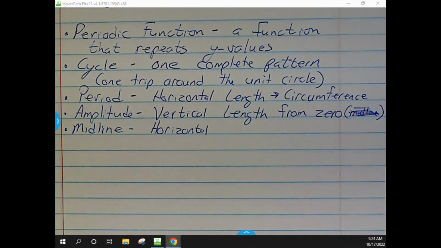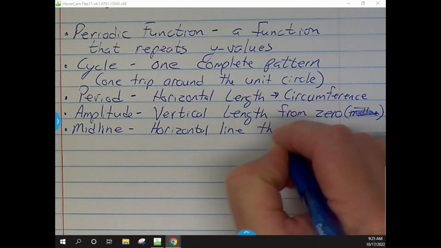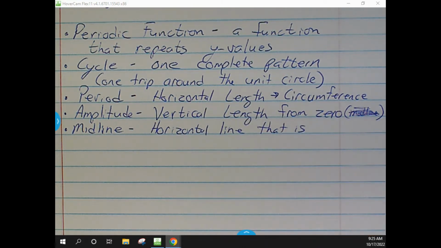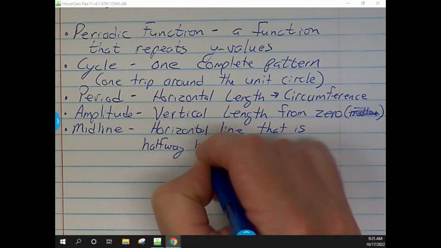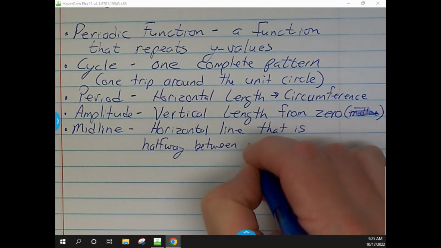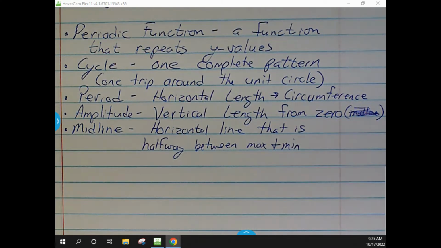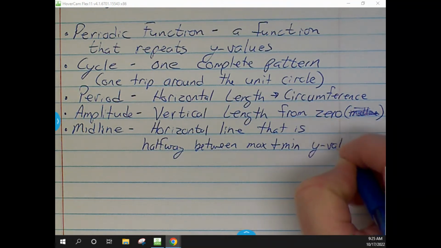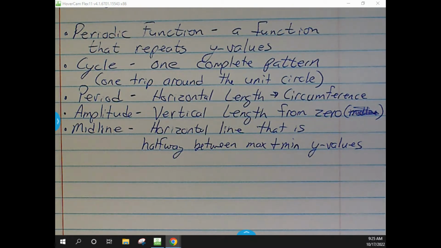So amplitude is your vertical length from 0 or from the midline, and midline is your horizontal line that is halfway between the max and min. Now, when we talk about the max and min, in this case, we're talking about the max and min y values. And again, for what we're doing with our midline, we're not going to move our midline. Our midline is always going to be at 0.